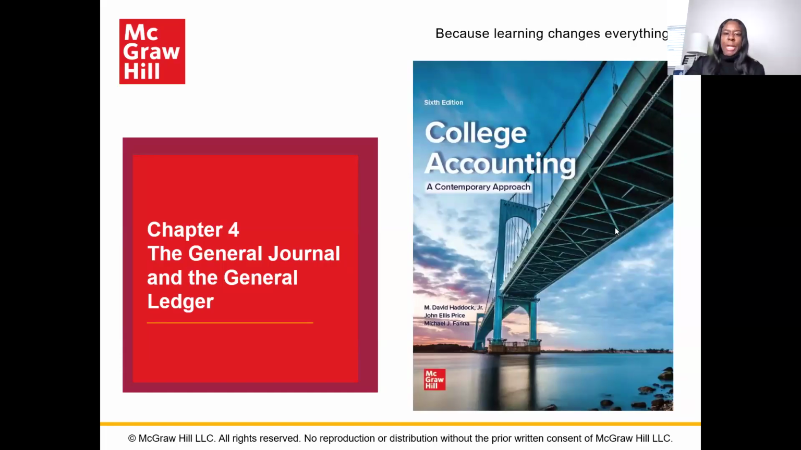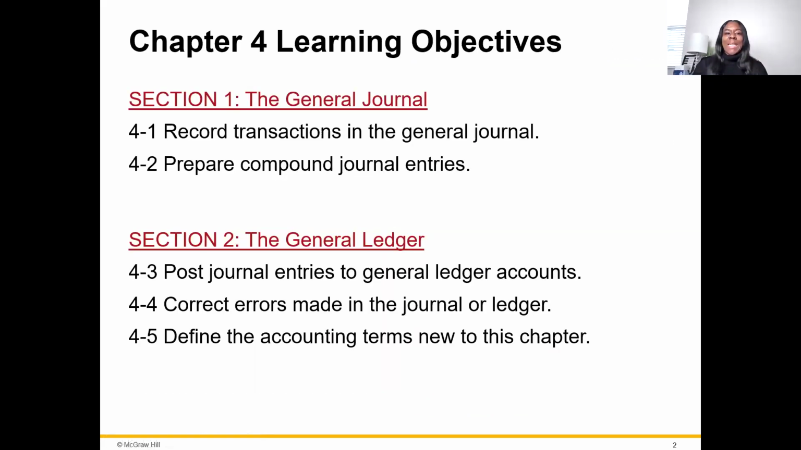So now we're looking at chapter 4, which entails the general journal and the general ledger. Fun, right? So we're going to look at how to record transactions in the general journal. We're going to prepare what we call compound journal entries. And then under the general ledger, we're going to post journals to their general ledger accounts. We're going to learn how to correct errors made in the journal or ledger. And then, of course, we also always have new accounting terms in our chapters.